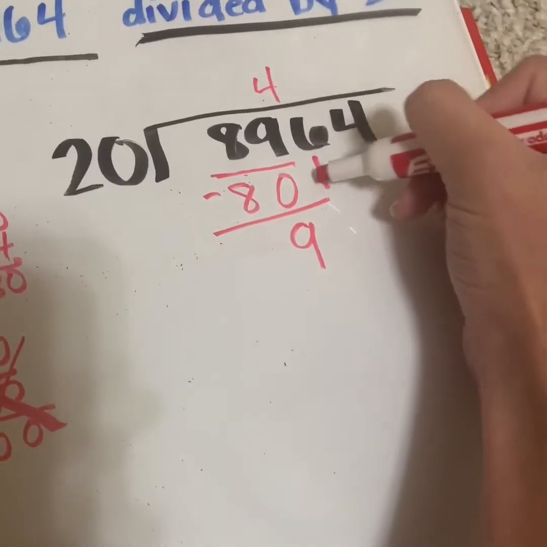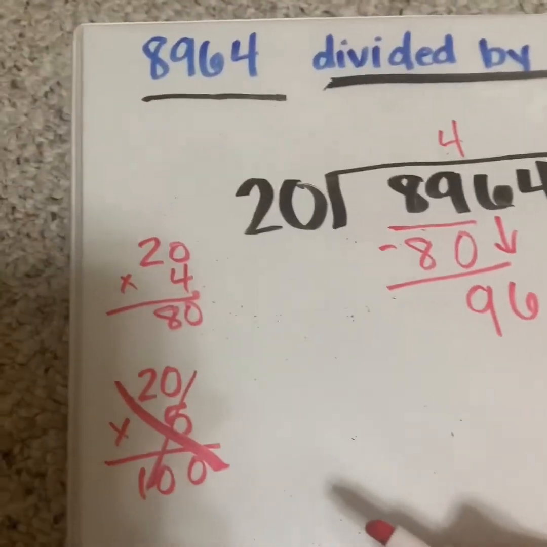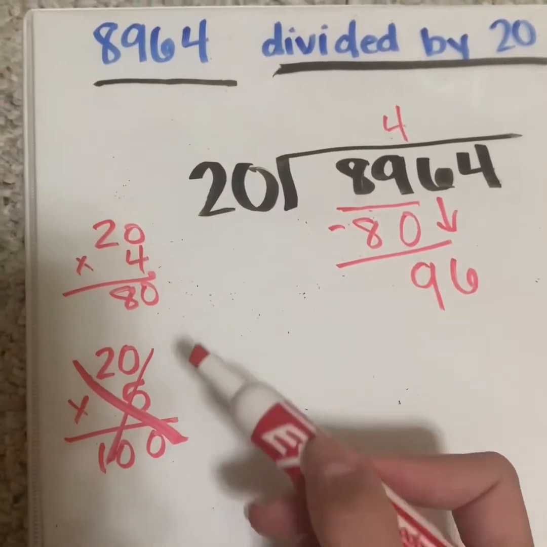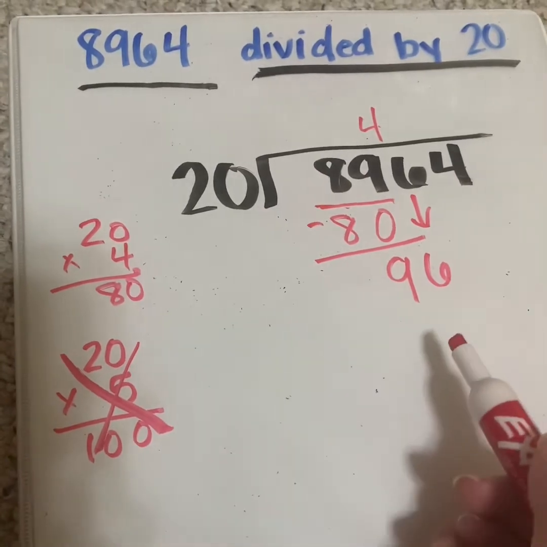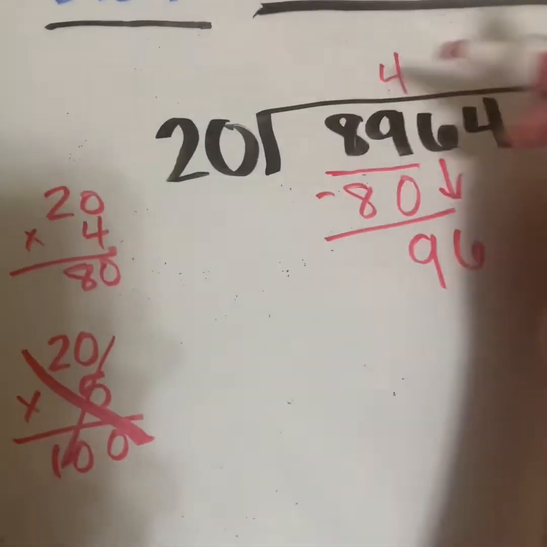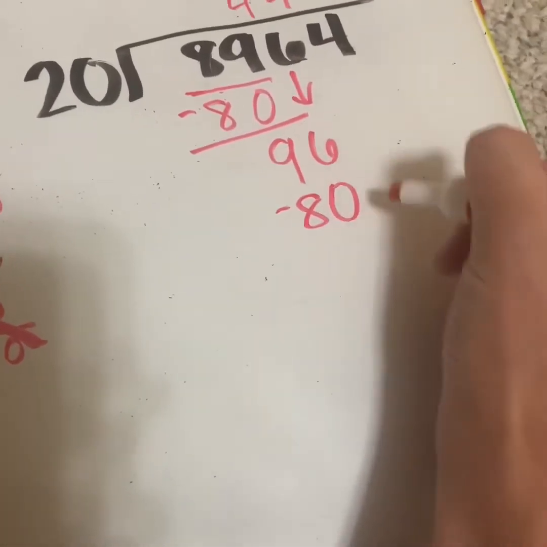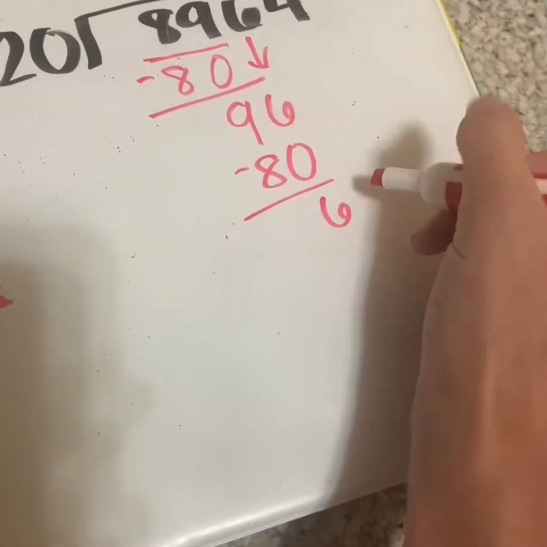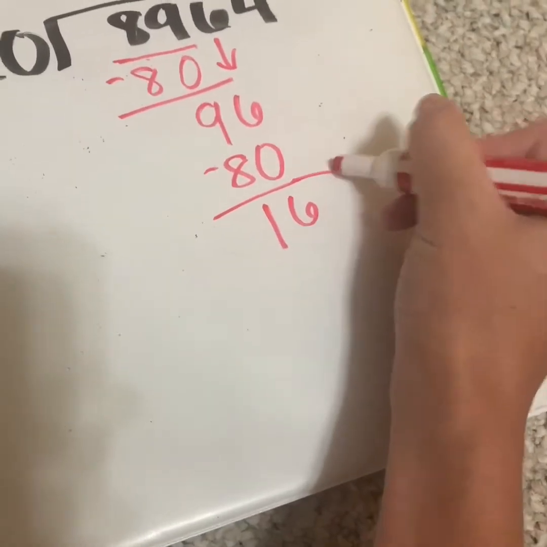Now my 6 comes down. So I have 96. Well, let's think to what we just multiplied. We know 20 times 4 is 80, and 20 times 5 is 100. Well, 100 is bigger than 96, so I cannot use it. So I'm going to use 80 again. So 20 times 4 again gives me 80. And I'm left with 6 because 6 minus 0 is 6, and 9 minus 8 is 1. So I'm left with 16.